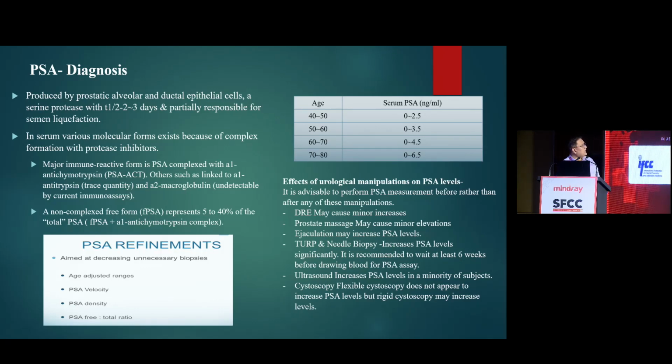Another thing which I want to highlight is this table. Generically, we always say the reference range for total PSA is 0 to 4 nanogram per ml, by and large. But if you look at the literature, as age advances, PSA levels also increase. So especially in elderly patients, if you are doing the PSA for the first time, we must keep in mind the age and the total PSA level that we are looking at.